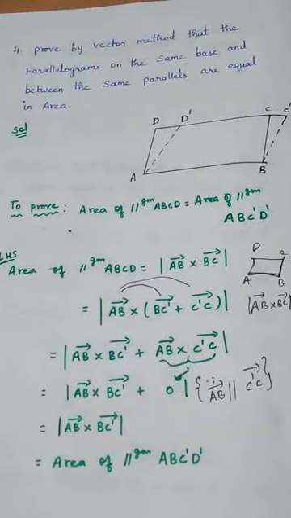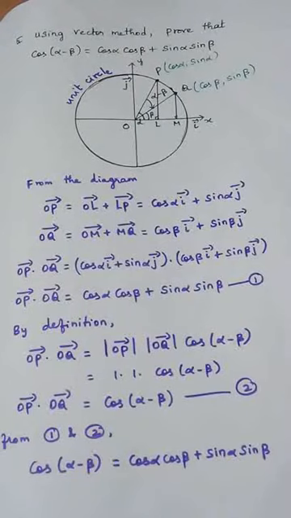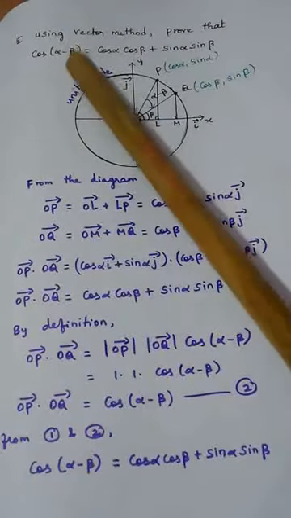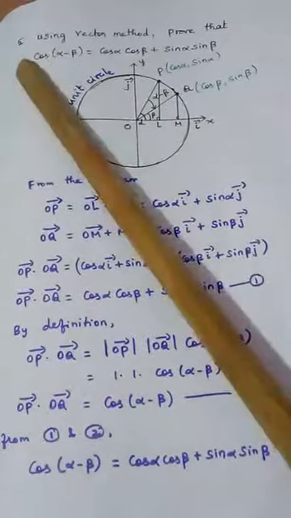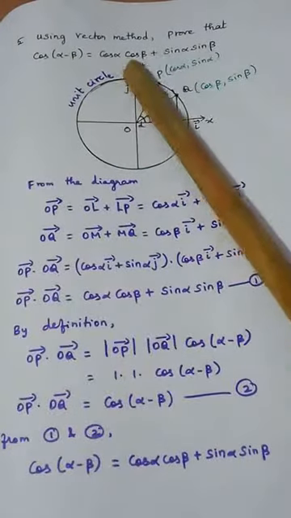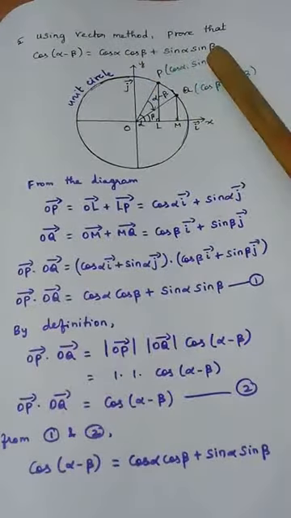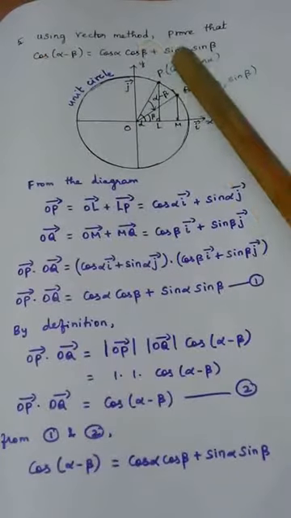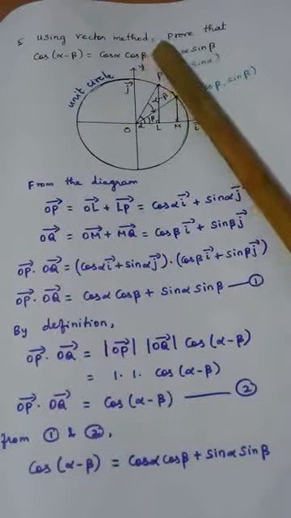Passing on to problem number 5, an important sum. Using vector method, prove that cos(alpha minus beta) is equal to cos alpha cos beta plus sin alpha sin beta. This is a trigonometric formula, and we should prove it using the vector method.